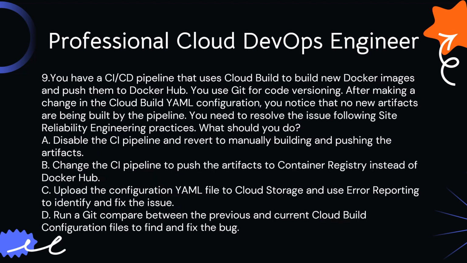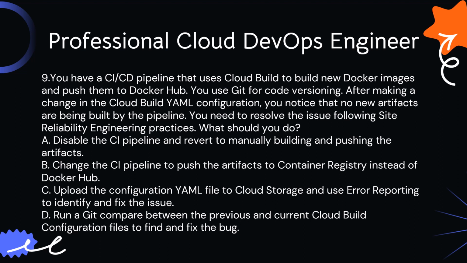9. You have a CI/CD pipeline that uses Cloud Build to build new Docker images and push them to Docker Hub. You use Git for code versioning. After making a change in the Cloud Build YAML configuration, you notice that no new artifacts are being built by the pipeline. You need to resolve the issue following site reliability engineering practices. What should you do?